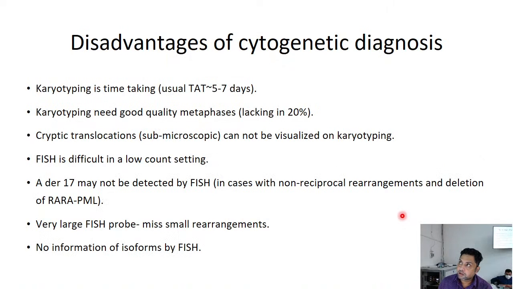However, there are some disadvantages of cytogenetic diagnosis such as karyotyping. Conventional karyotyping is time taking. It needs good quality metaphases. Cryptic translocations cannot be diagnosed by conventional karyotyping. Fluorescence in situ hybridization, though it has a shorter turnaround time, is still difficult in a low count setting. Many abnormalities like derivative 17 may not be detected by FISH. Very large FISH probes may miss small rearrangements, and no isoforms of BCR1, 2 or 3 can be identified by fluorescence in situ hybridization.